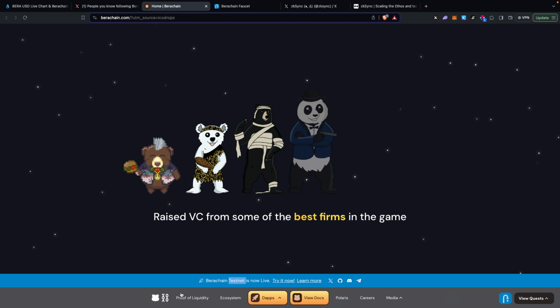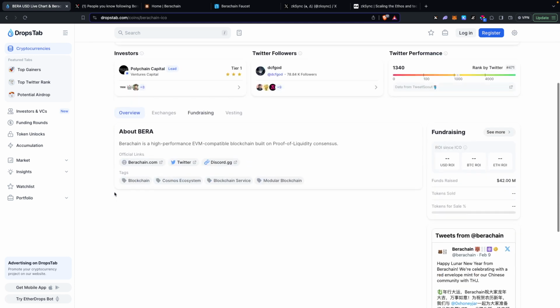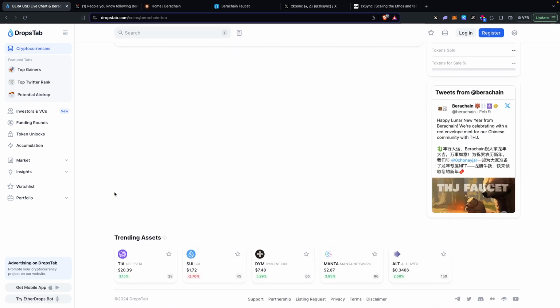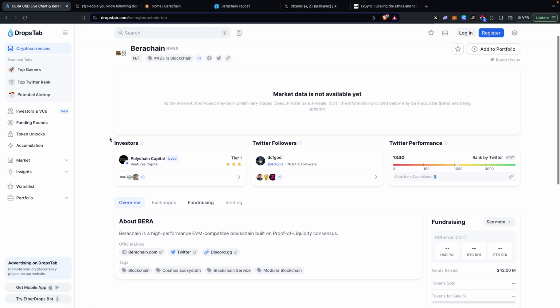So who are the guys, man? I think if you go to the Airdrops tab, they can actually tell us, okay, here, investors and VCs. There's a tab for that. But if you go down, it should give us an idea of, okay, fundraising overview.